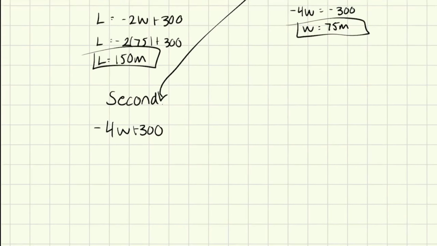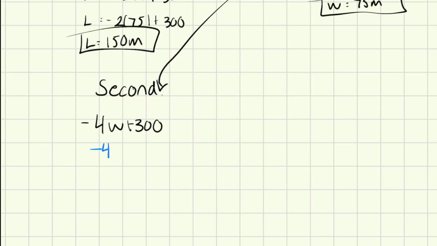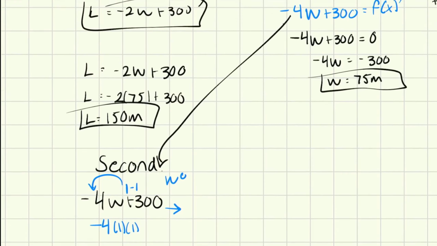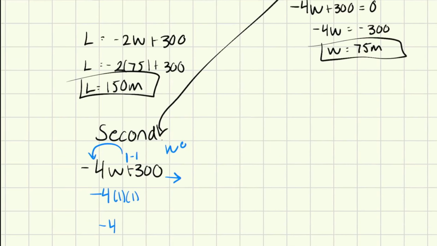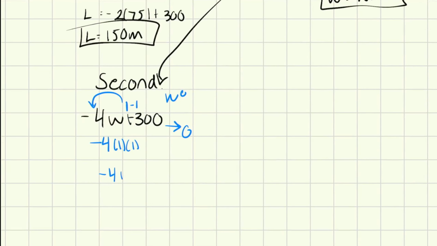The way we do that is we use the power rule once again. So negative 4, and W is raised to the first power. We bring down that first power and subtract 1 from the exponent. You get W to the 0, which is just 1. So you get negative 4 as the derivative of negative 4W. Now for 300, remember that the derivative of any constant is 0, so we add 0. So our second derivative is going to be negative 4.